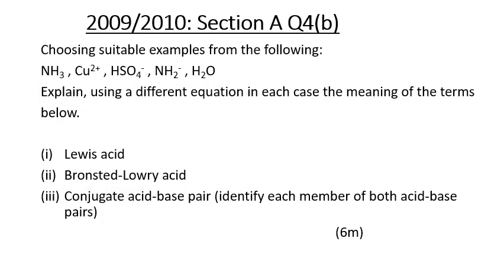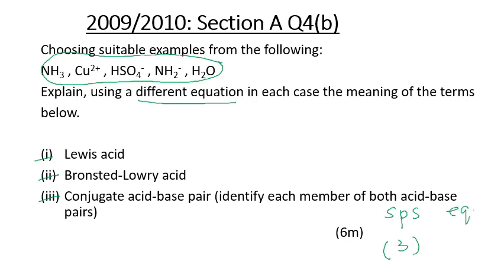Okay, let's look at another past year question. We are given a few examples here and then we explain using the equation for the following terms. So it means that for each one you have to give at least one species, so there will be 3 marks. And then after you choose the species, you will give the equation, so another 3 marks as well. So the total is 6 marks.